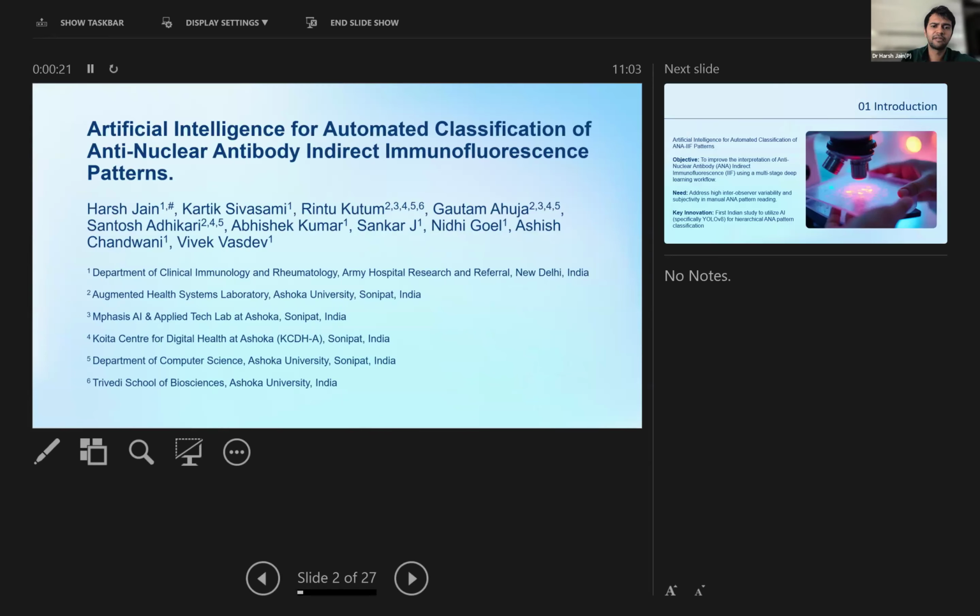Firstly, I would like to acknowledge everyone who has supported us to finish this in time, especially my guide, Dr. Karthik Sivasamy sir. We had actually joined hands with Ashoka Institute of Sonipat, Haryana, where we had processed all these images and we had given them the images to train various convolutional neural networks.